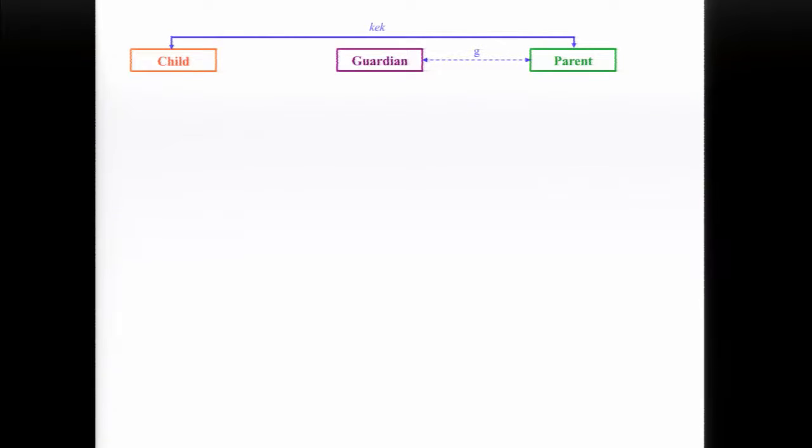Now let's go to the meat, the protocol specifications. Here we have three parties: child, guardian, and parent. The key KK is the parent key, the symmetric parent key between the child and the parent. G is the Diffie-Hellman modulus between the guardian and the parent. It can be specified in the protocol specification, or we can also allow these two parties to negotiate.